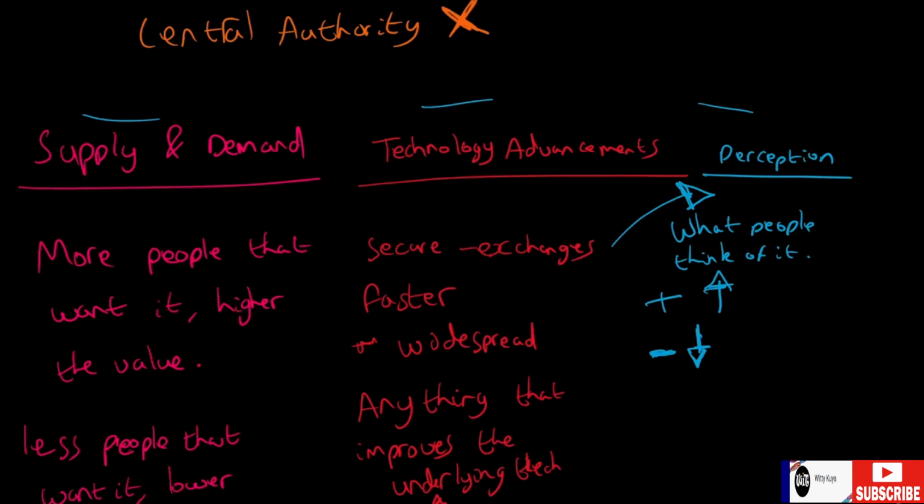Is the supply and demand. Again, that's just economics 101. Technology advancements, that's a bit more specific. And perception, which is for the most part applicable to most things in life.